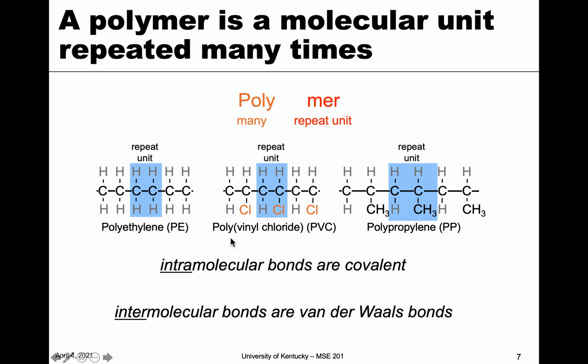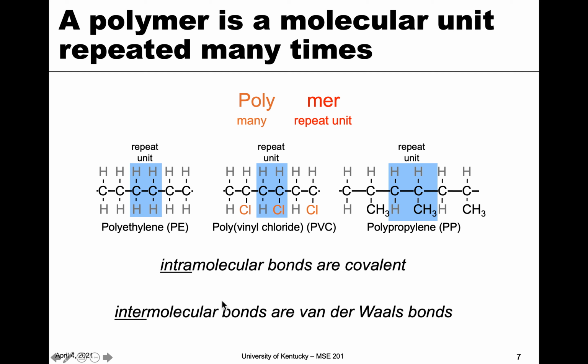But the important thing to mention here is the bonding, because in the bonding chapter, we talked about the different types of bonding associated with different classes of materials. Here, the intramolecular bonds, so those within the molecule itself, are covalent. So the carbon-carbon bond is covalent, the carbon-hydrogen bond is covalent, all of those are covalent.